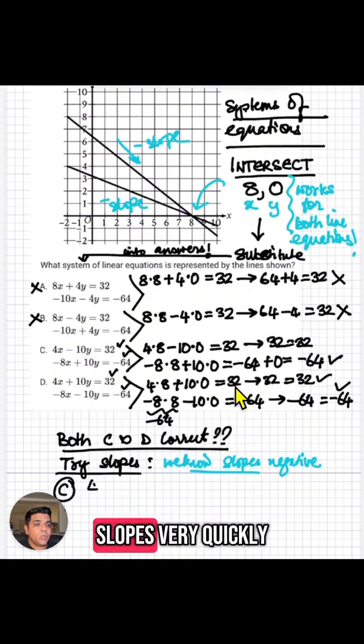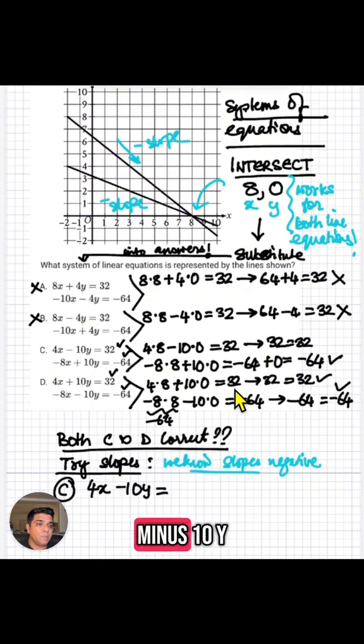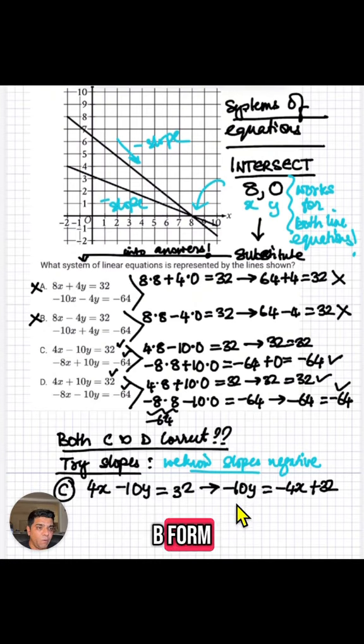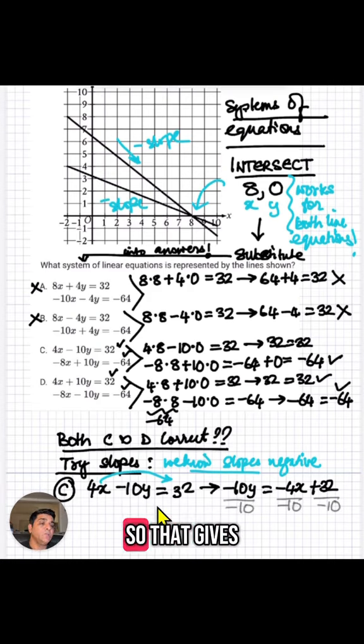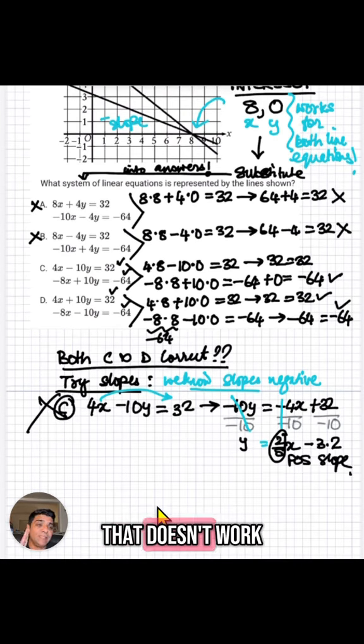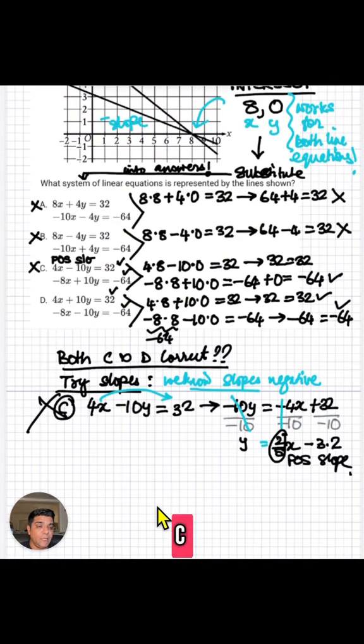So let's look at the slopes of C. 4x minus 10y equals 32. Let's rewrite that in y equals mx plus b form. Bringing the 4x to the other side, we have negative 10y equals negative 4x plus 32. I'm going to isolate y by dividing by negative 10, so the negatives cancel off. Now we have a positive slope: y equals 2/5 x minus 3.2. That doesn't work out, so we can eliminate C because it has a positive slope.